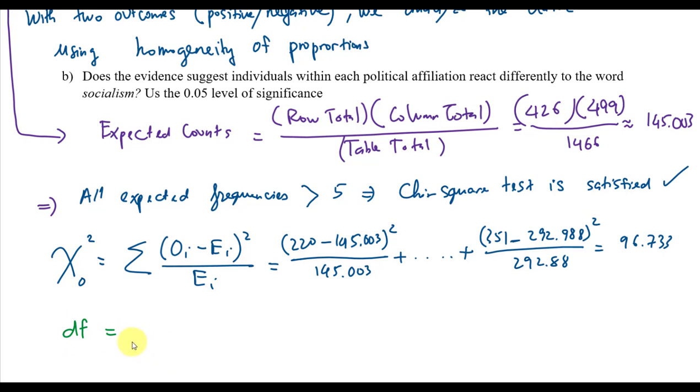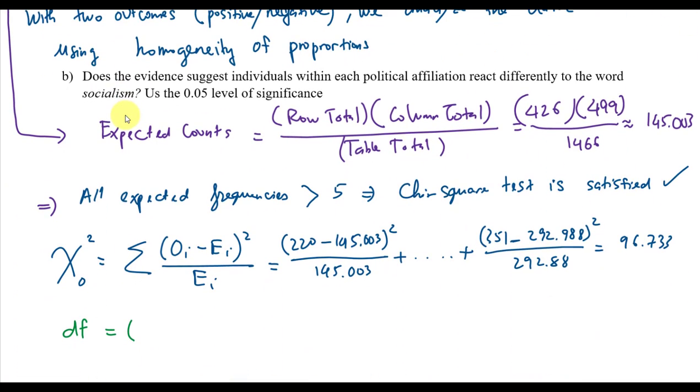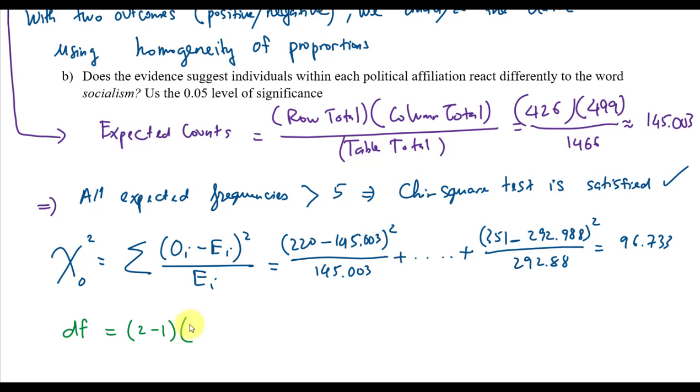For the degree of freedom, I know that I need to take the number of rows minus 1. In this table, I have 2 rows, right? Positive and negative outcome. So 2 minus 1. And I multiply with the number of columns minus 1. I have Democrat, Independent, and Republican, so 3 of them. So 3 minus 1. So I should have 1 times 2 is 2. So the degree of freedom is 2 in this case.